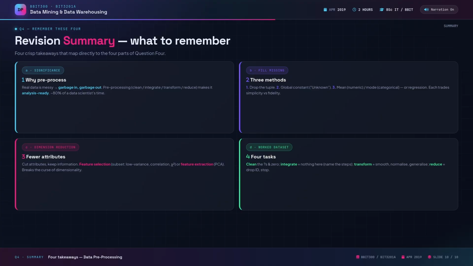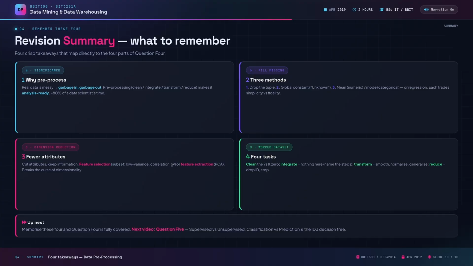Fourth, for the work dataset, 4 tasks map to 4 actions. Cleaning fixes the question marks and the 0 salary. Integration is mostly a nothing to do here, but you name the merge steps. Transformation smooths, normalizes, and generalizes the values, and reduction drops the ID column and stops there because the table is already small. Memorize these 4 points and question 4 is fully covered.